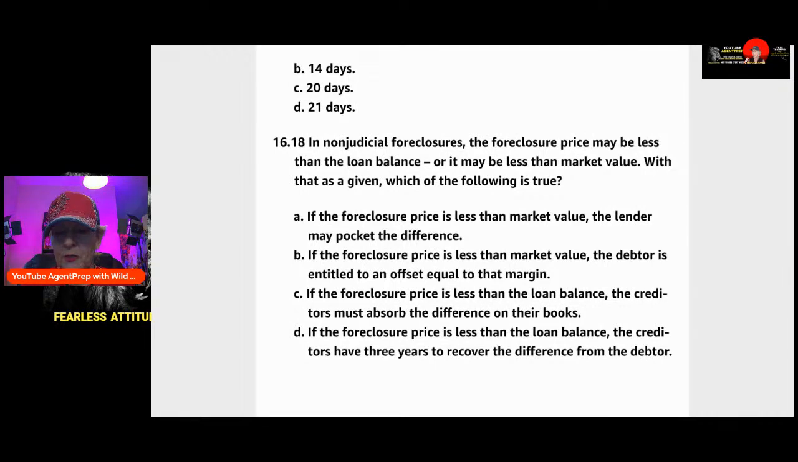All right, we have B so far. And yes, the answer is B. If the foreclosure price is less than the market value, the debtor, the borrower, is entitled to an offset equal to that margin. So the foreclosure might have been for 200,000 and the property value was 300,000 and it brought in 350. Then the borrower is going to get the difference from the lender after all attorney fees and all other fees for the foreclosure were recovered by the lender.